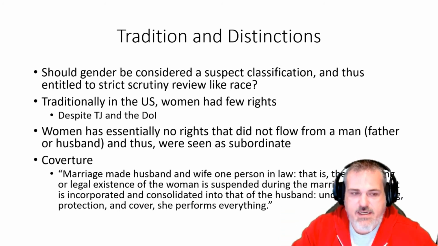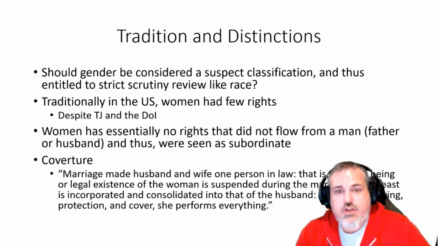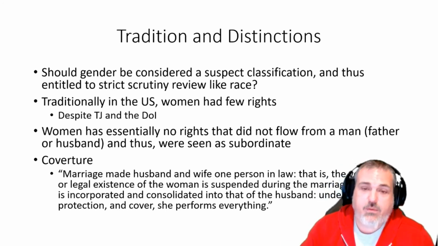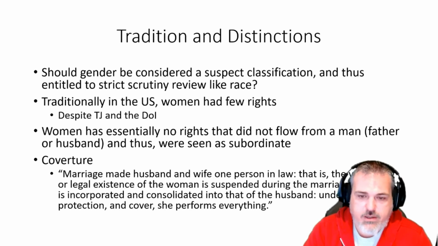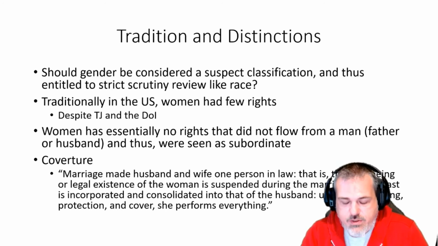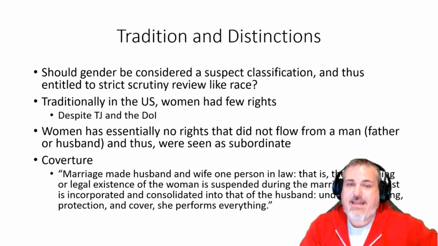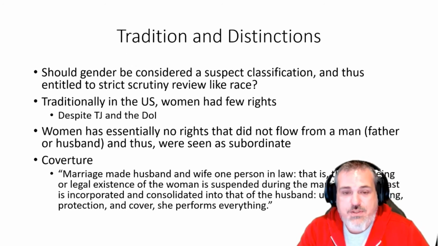But this suspect classification and strict scrutiny, should it apply to gender? Well, the reason why suspect classification and strict scrutiny applies to race is because race is A, an immutable characteristic, B, racial minorities have a history of discrimination in the United States, and then C is really the linchpin. And these groups are a minority.